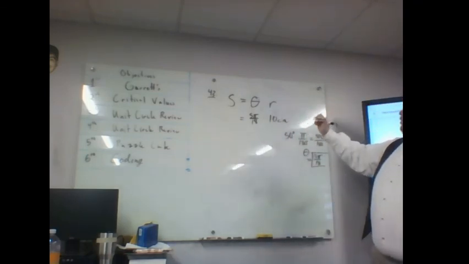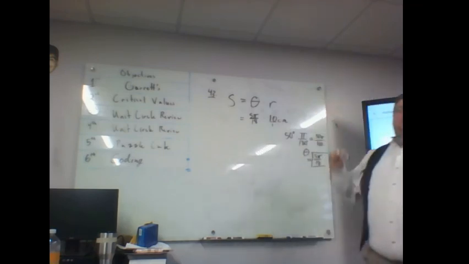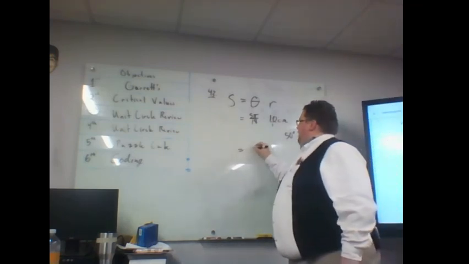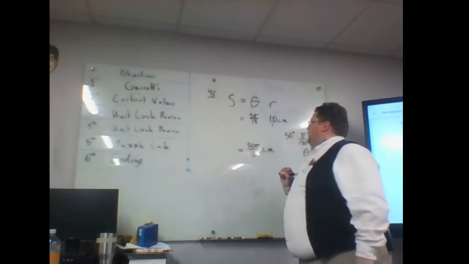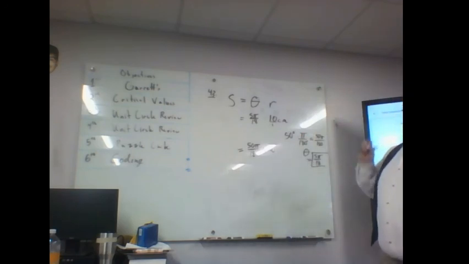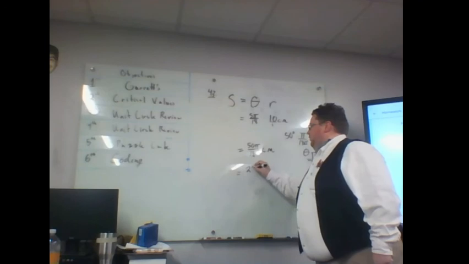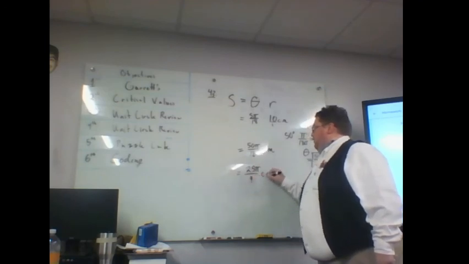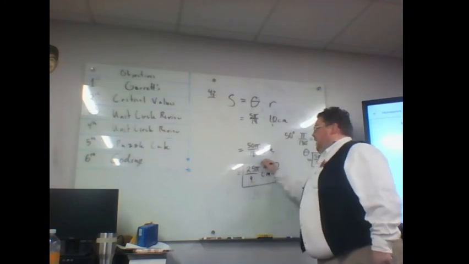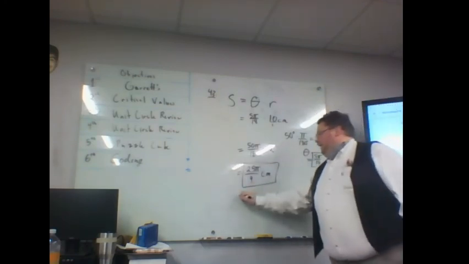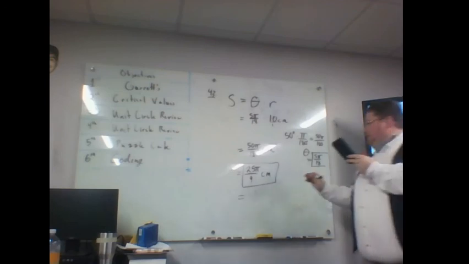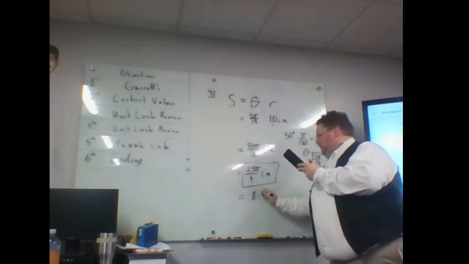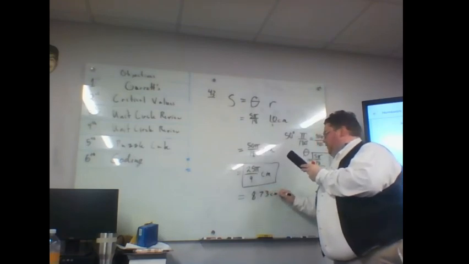Remember, if you have a fraction times a number, just turn the number into a fraction and multiply top times top and bottom times bottom. This would become 50 pi over 18 centimeters. I would reduce, yes. So this would become 25 pi over 9 centimeters. Or, if you decided to use your calculator for this, you would get an answer as a decimal of 8.73 centimeters. Make sure to round it correctly.